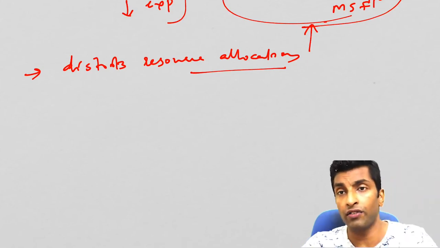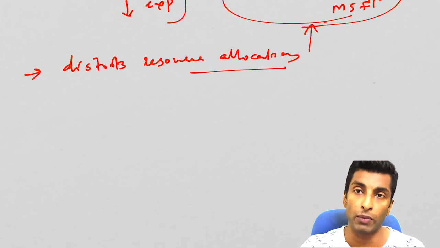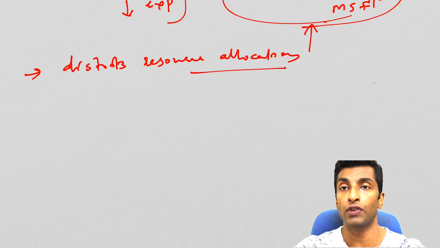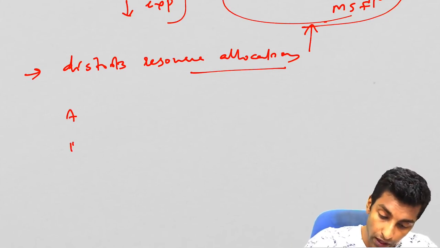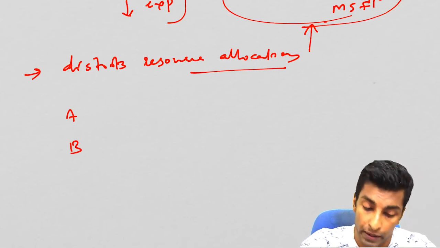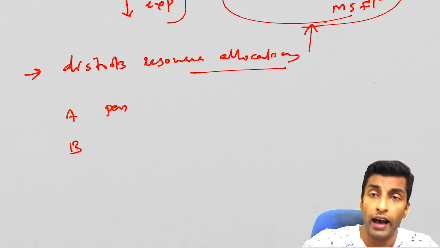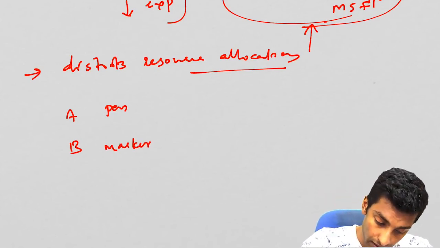That means it diverts the resources to high profit areas. When inflation is there, I've told you the profit margin of the firms increase. So resources will be diverted to those areas where you get maximum profit. For example, let's suppose there are two companies, A and B. Company A is making, let's suppose, this pen, and company B is making a marker.